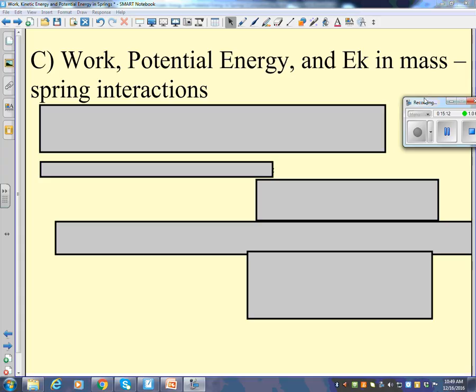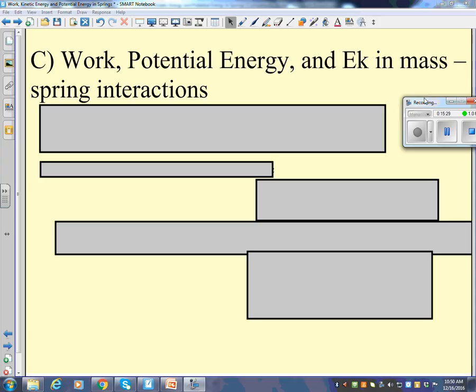Work, potential energy, and kinetic energy in mass spring interactions. So in other words, we're kind of talking about momentum. We're talking about objects hitting springs and slowing down, or I guess being slingshot away and speeding up, right?